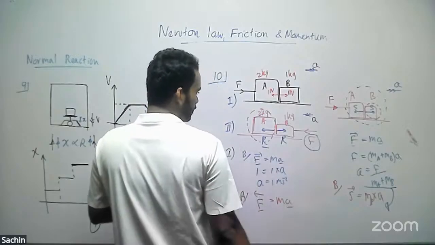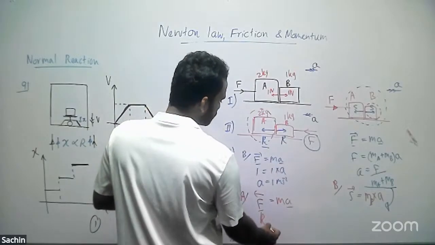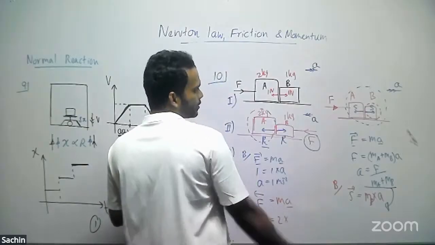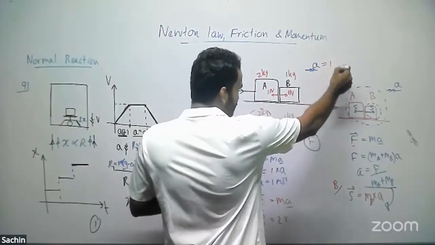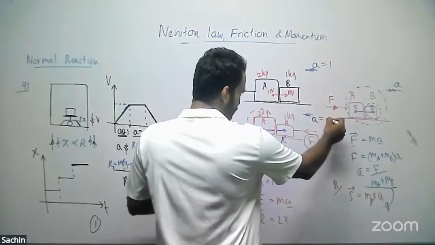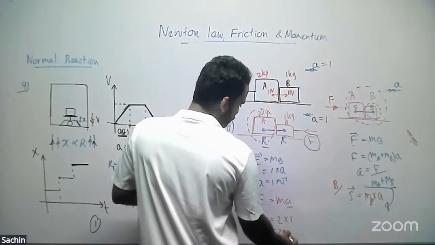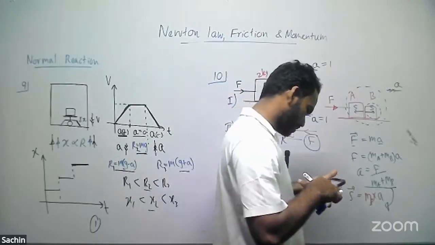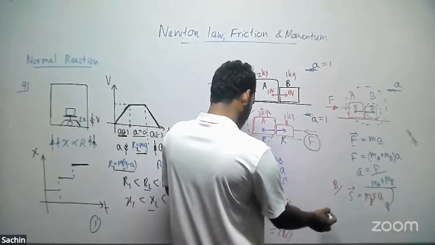I'm applying F equals ma. So the only force is R. R should be equal to its mass, which is 2, times the acceleration. You should understand that if the same force is used, the acceleration in the first case should be the same acceleration in the second case as well. So the reaction should be 2 Newton. That is, the answer is 2 Newton. That is the third answer.